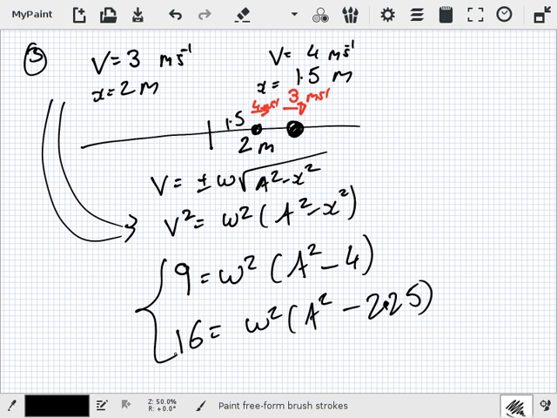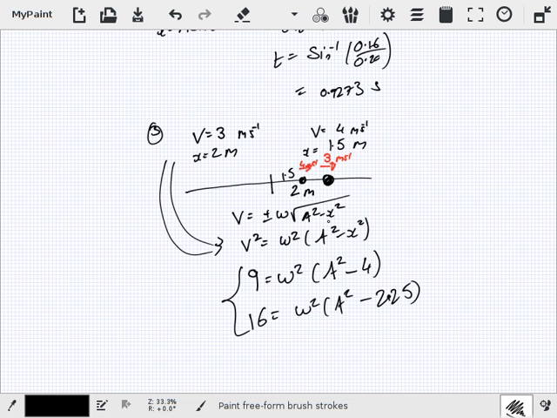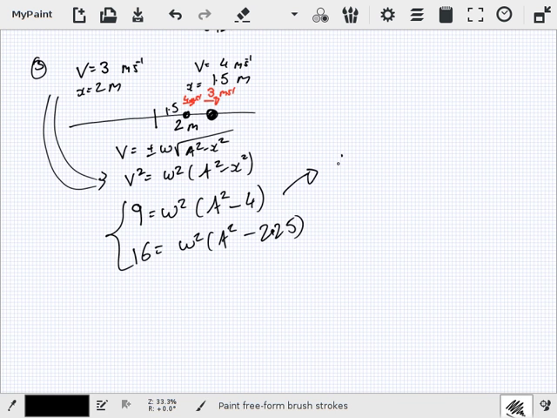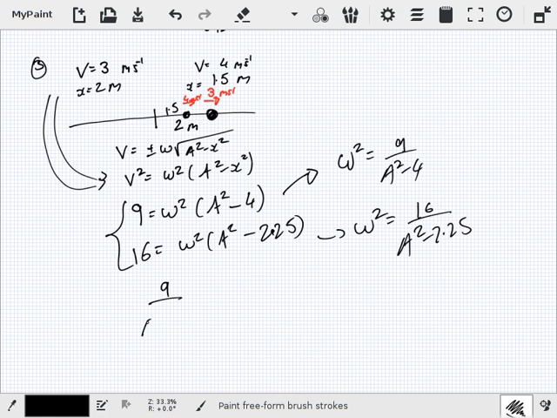So we just move the a squared minus 4 to the other side, so it will be 9 divided by a squared minus 4, which equals omega squared. Yeah, that would do it. So what you could do is write this one as omega squared equals 9 over a squared minus 4. And this one here you can write as omega squared equals 16 over a squared minus 2.25. And then what would you do? Yeah, make them equal. So 9 over a squared minus 4 equals 16 over a squared minus 2.25. Then what would you do? Okay, I'll let you give me the a here. I think you can do this, yeah?